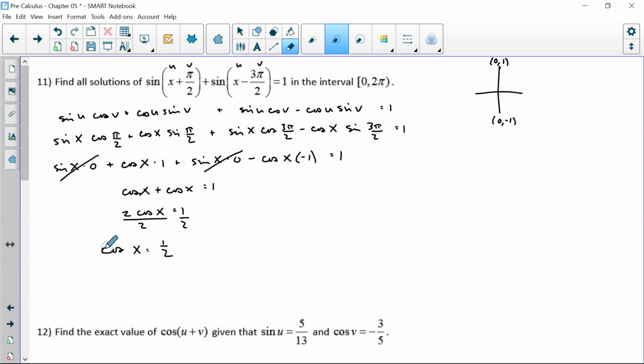Now we're positive. So cosine is positive in quadrant 1 and quadrant 4. Now, when our value of x is a positive 1/2, that's going to be at our pi over 3. To be in quadrant 1, it's a pi over 3. To be in quadrant 4, that is a 5 pi over 3. So there's our two solutions. X equals pi over 3 and 5 pi over 3.